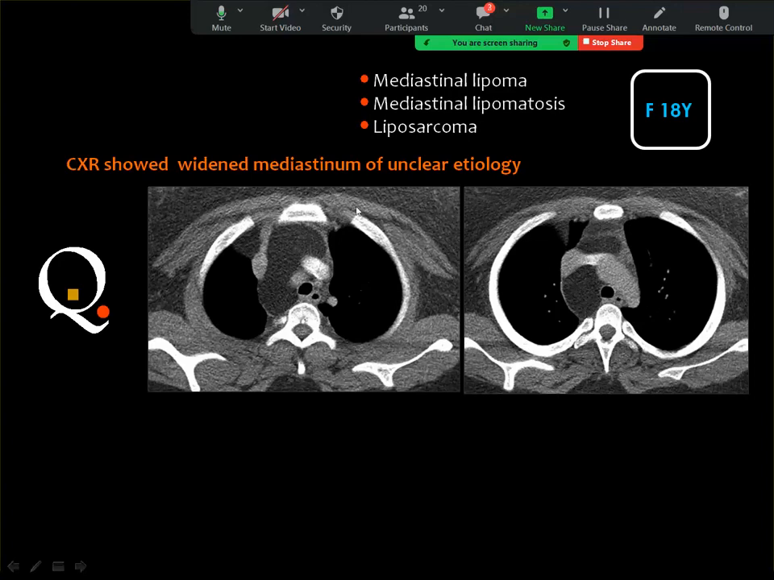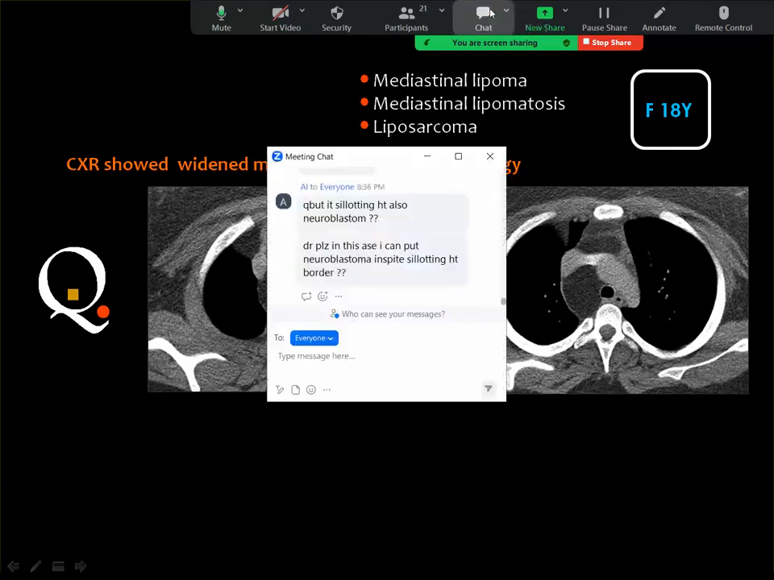appearance. She had a chest X-ray, and the chest X-ray showed widening of the mediastinum, and then they had to have the CT scan to look for the cause of the widening. Then these are the suggested diagnoses: mediastinal lipoma, mediastinal lipomatosis, mediastinal liposarcoma.